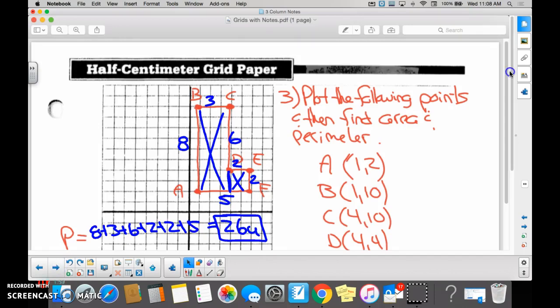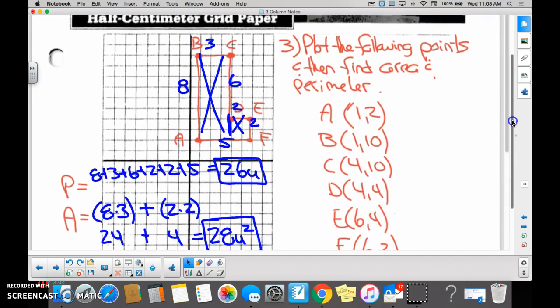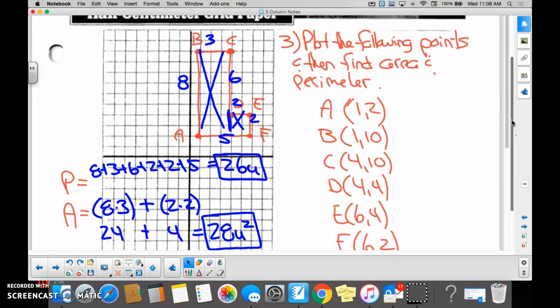Number 3. You guys know how to plot points, right? Yes. Okay, so this was actually right here. This was just a good review, I think. We plotted points. Once we had our shape, the shape was in red there.